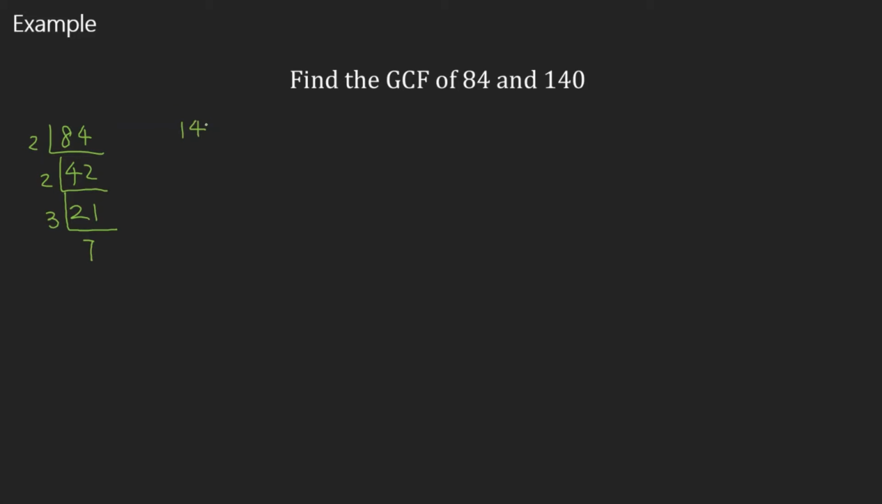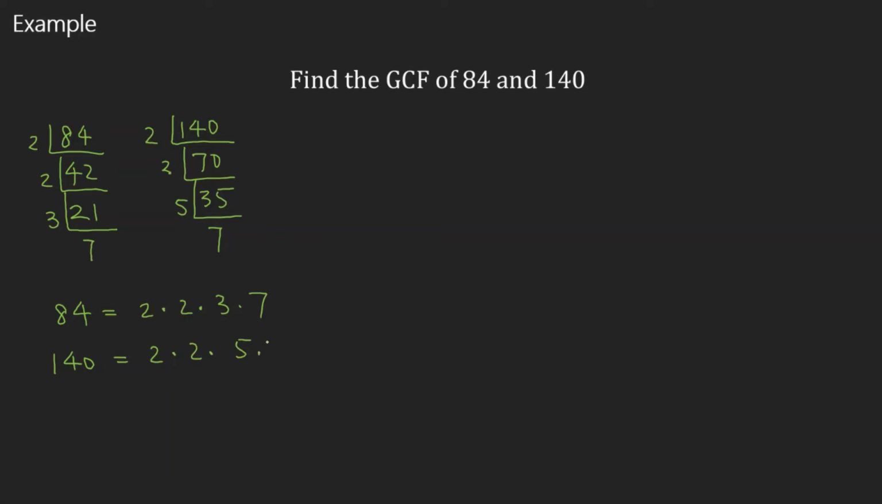Now let's look at 140. Factor out a 2 leaves us with 70. Factoring out another 2, we're left with 35. 35 is 5 multiplied by 7. So 84 is equal to 2 times 2 times 3 times 7. And 140 is equal to 2 times 2 times 5 times 7.